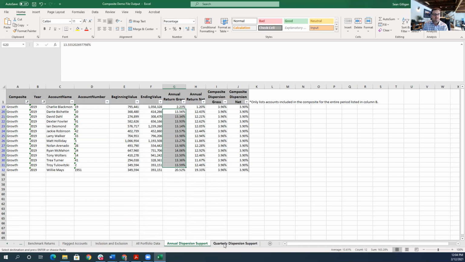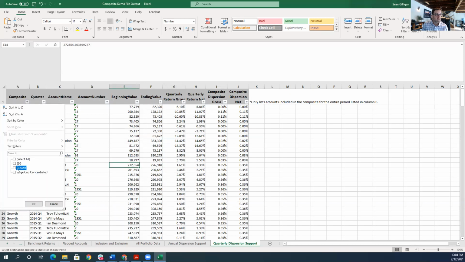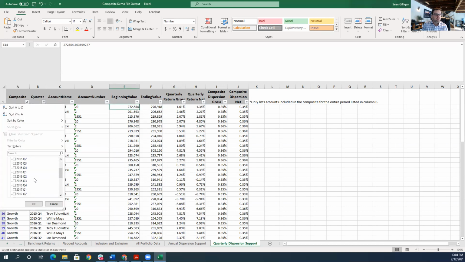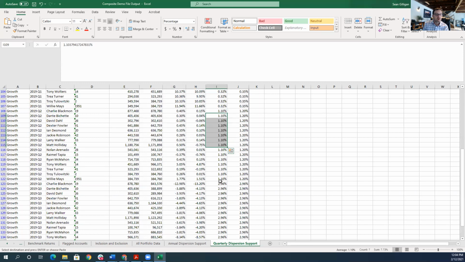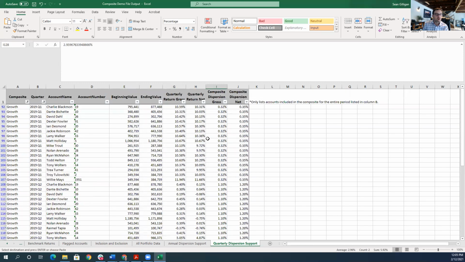The next tab, just to dive a little bit deeper, looks at it on a quarterly level. So quarterly dispersion is not something that GIPS requires and is not something that is presented, but just for your own analysis, it's here for you to review. Again, let's look at just 2019 to isolate that information. Okay, so we can see first quarter pretty low, second quarter a little higher, third quarter is the highest, fourth quarter is good again. So let's see what's going on just with third quarter.